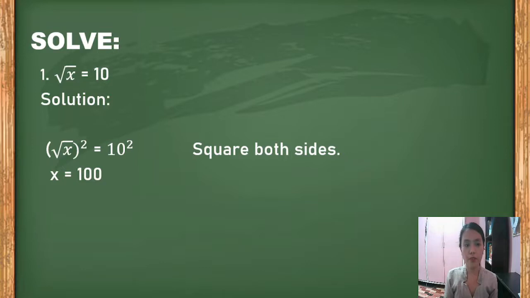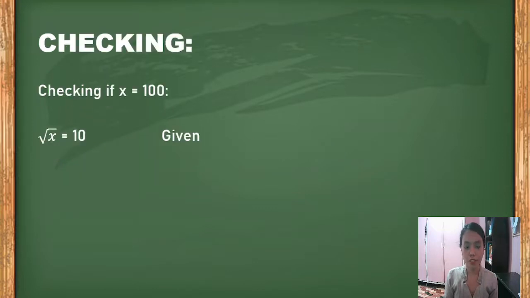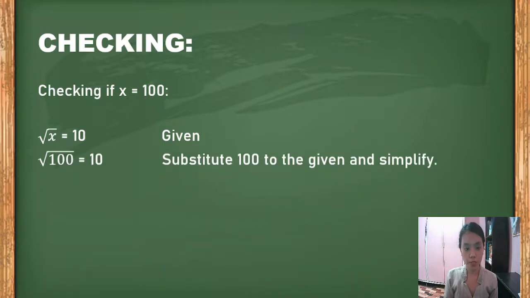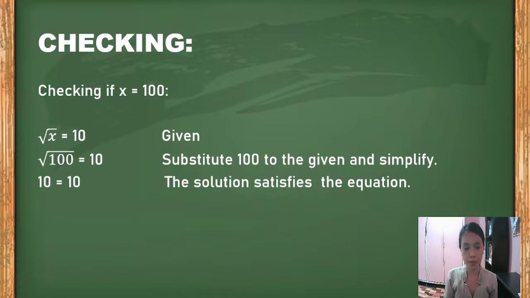So, nakita na natin ang value of x. So, number 1, the answer is 100. So, checking tayo. Kapag tayo ay nagsosolve ng equation, nag-checking tayo. Substitute natin ang 100 sa ating given. So, substituting 100 sa ating x, we have square root of 100 equals 10. Simplifying square root of 100, the answer is 10. So, mapapansin mo on both sides ay nag-equal sa 10. Therefore, our solution satisfies the equation.